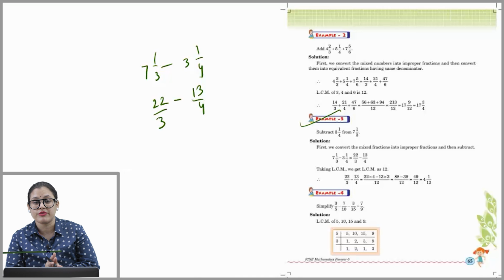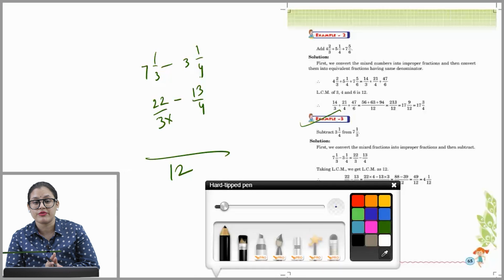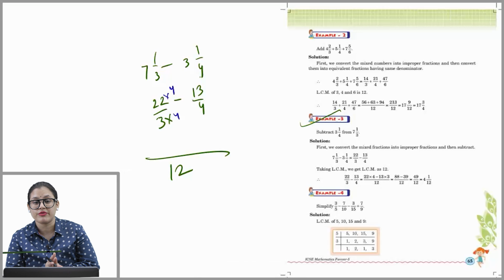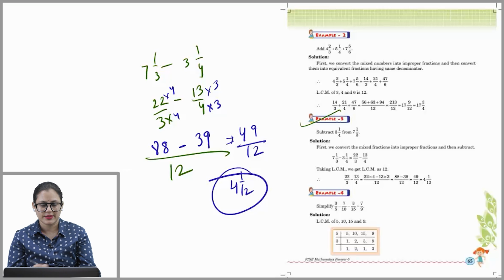LCM is 12. Now to make it 12, we will multiply it by 4, and here also we will multiply by 4. So 22 into 4 is 88 minus, here we will multiply by 3, here also 3. So 13 into 3 is 39. 88 minus 39 is what? Is 49/12. And now convert this improper fraction into a mixed one. 4 1/12 is the answer. Right?